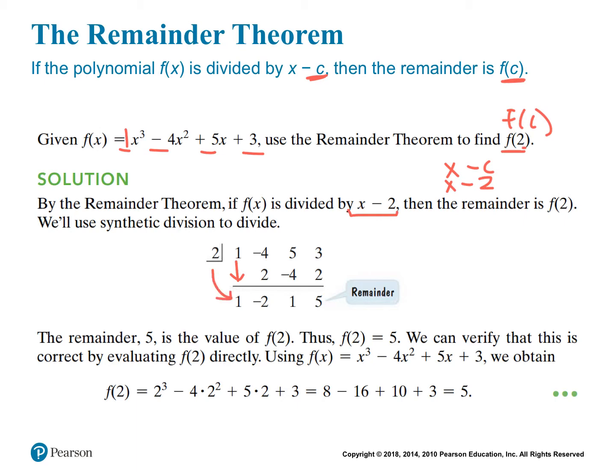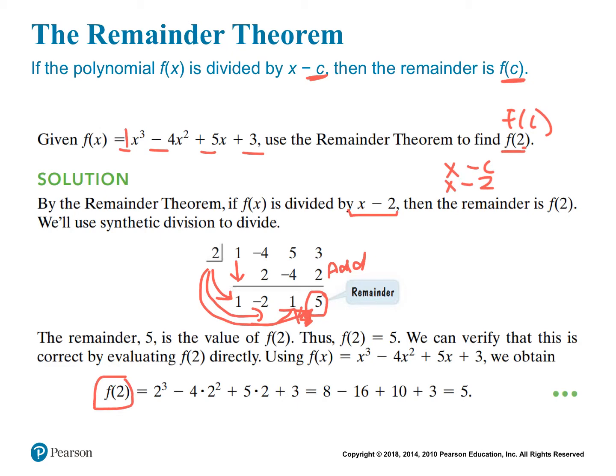2 times 1 is 2, add those to get -2. Multiply these two to get -4, add those to get 1, multiply 2 times 1 is 2, so 3 plus 2 is 5. So this remainder 5, we should also get if we take f of 2.